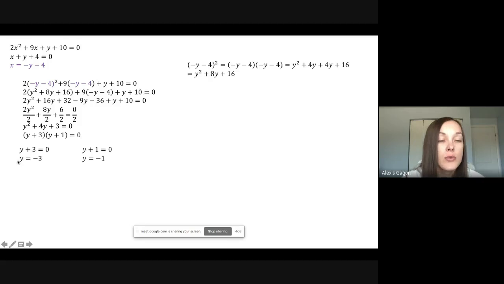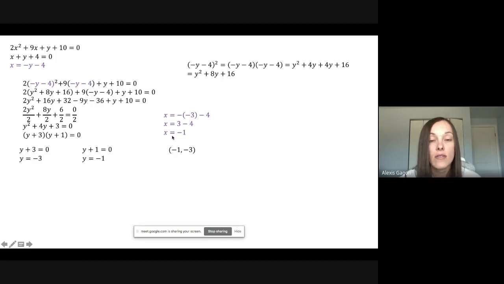Okay, and then once we have these, I can plug them back into this equation right here. And I would always use this one. If you plug it into this top equation, you're going to have to factor again. So let's plug it into that bottom one. So first I'm going to plug in negative 3. So I get 3 minus 4, which is negative 1. So that means the negative 3 and the negative 1 have to go together. So one of our answers, x is negative 1, y is negative 3.